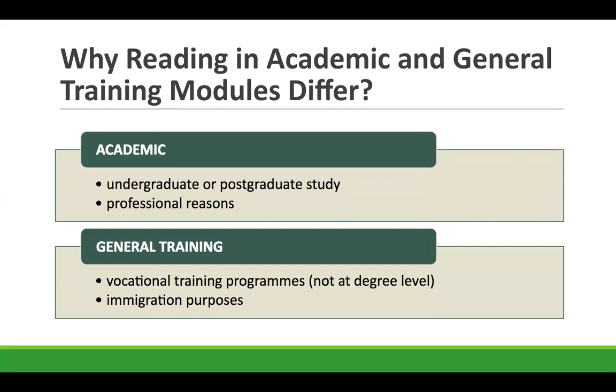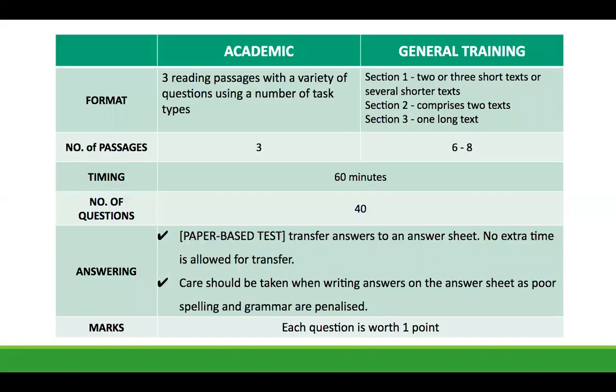Now let's talk about the difference between academic and general training. The academic is required for undergraduate or postgraduate study, and it is taken for professional reasons. On the other hand, general training is a vocational training program and not at degree level. It is also used by those who are applying for immigration purposes to English-speaking countries.